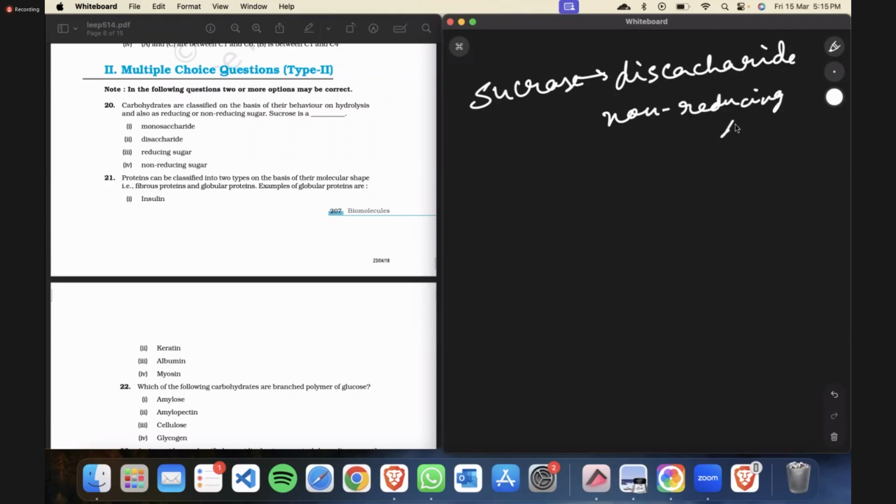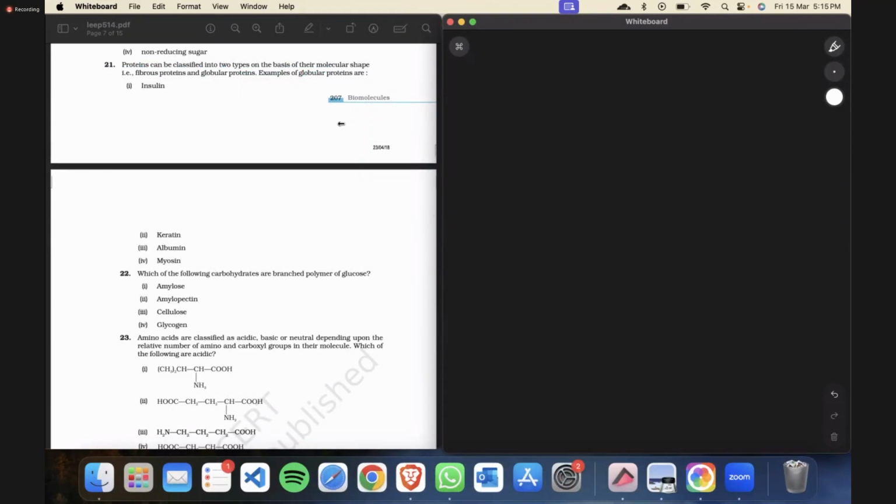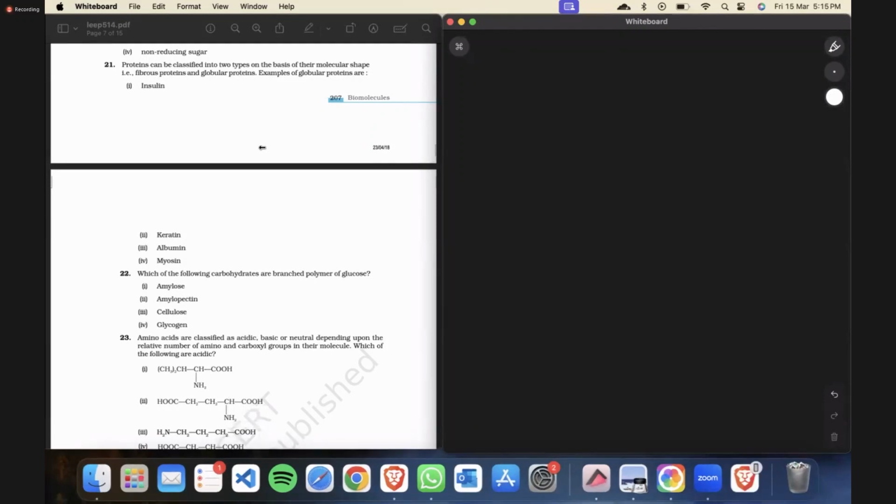Non-reducing sugar. All right. Next up is question number 21. Proteins can be classified into two types on the basis of their molecular shape: fibrous protein or globular protein. Examples of globular proteins are insulin and albumin.